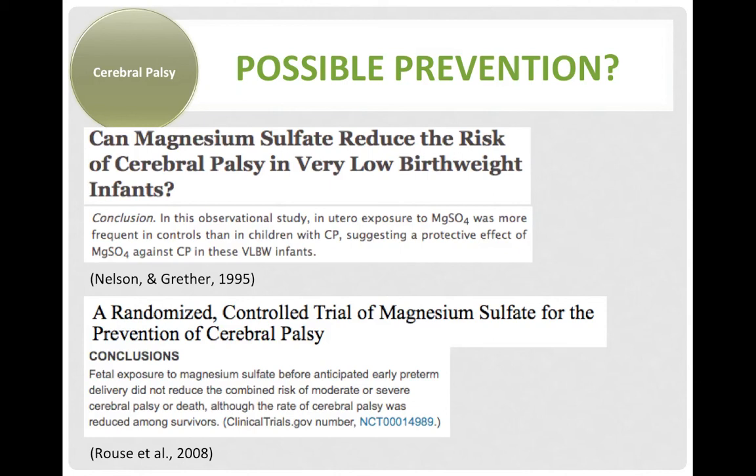One created in 1995 by Nelson and Grether found that magnesium sulfate could create a protective effect against CP in very preterm children. Comparatively, Rouse et al. in 2008 found that MS did not reduce the risk of CP, but found that CP did occur significantly less frequently in the MS trial group.